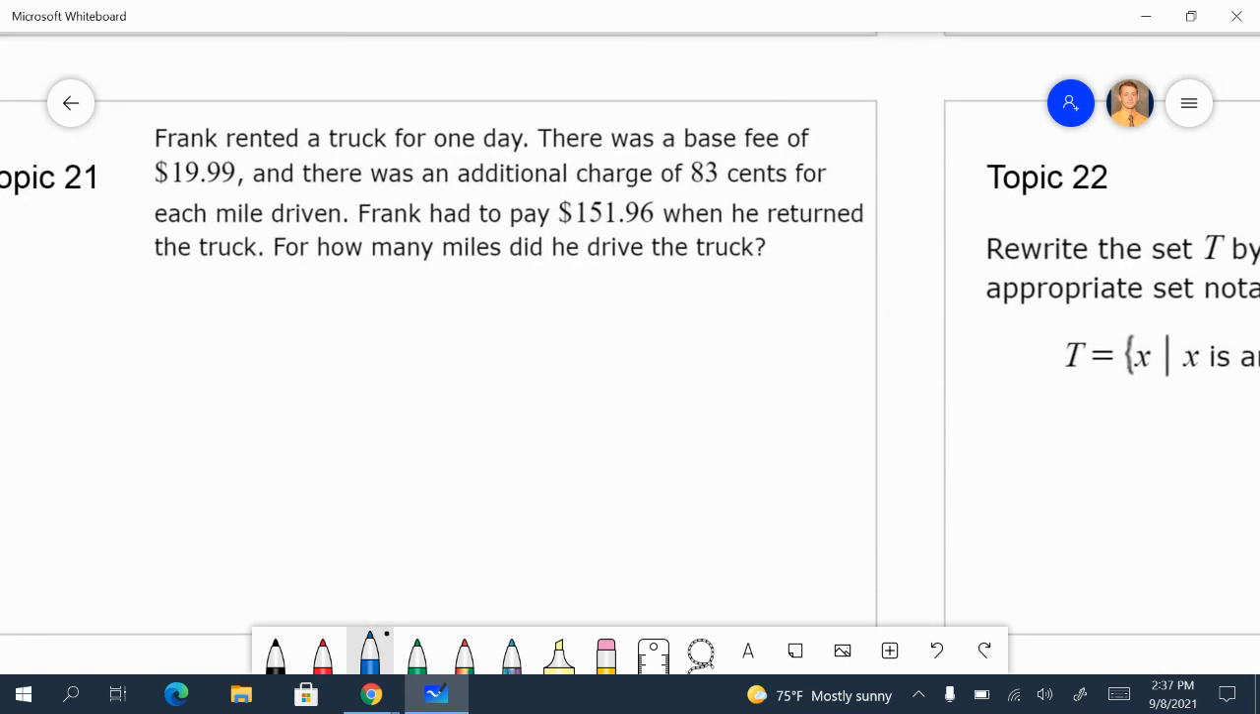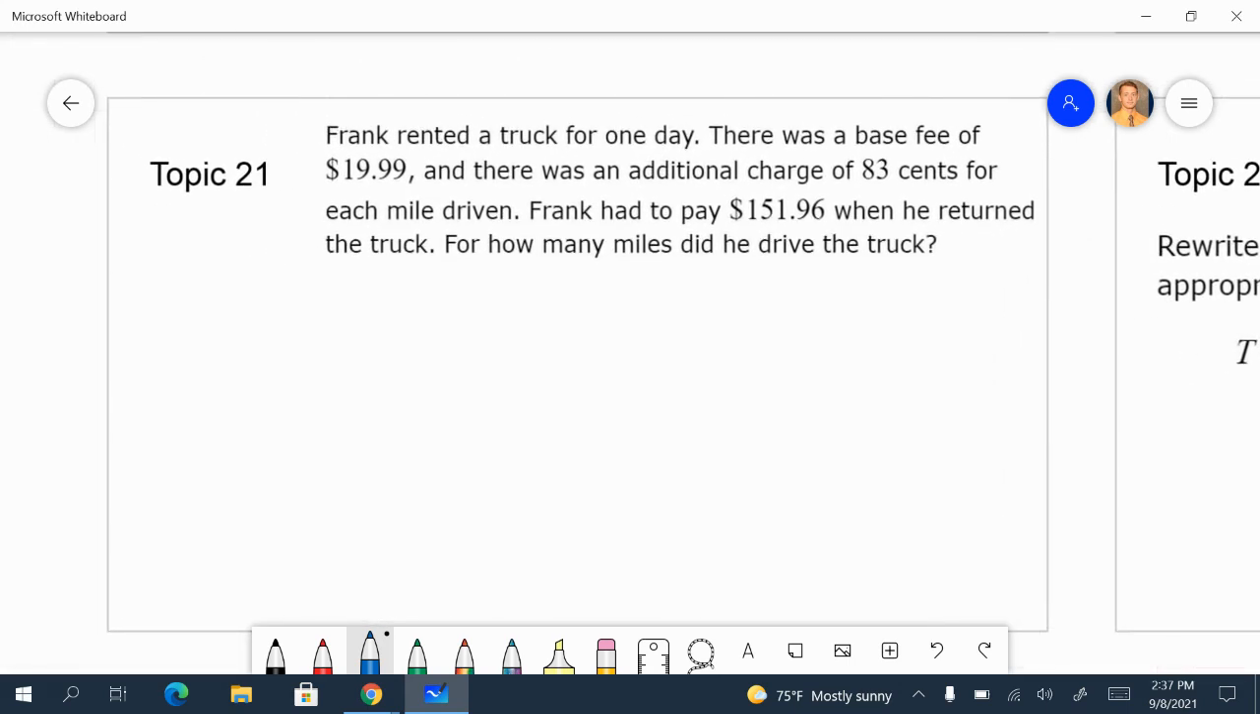All right, I think we've got one more problem to do here. Problem number 21. Frank rented a truck for one day. There was a base fee of $19.99 and there was an additional charge of 83 cents for each mile driven. Frank had to pay $151.96 when he returned the truck. How many miles did he drive the truck?